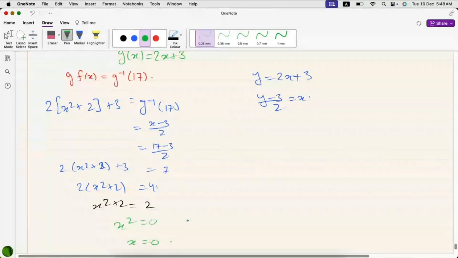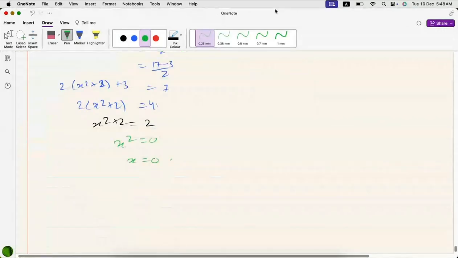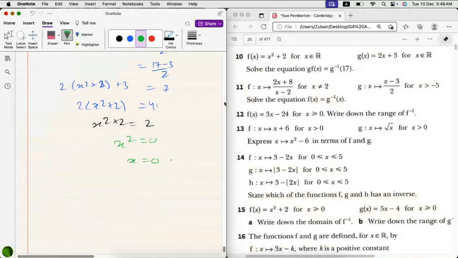We're getting a solution. Oh, okay. So it's not no solution. It's still 0. Yeah, okay. There's a value.